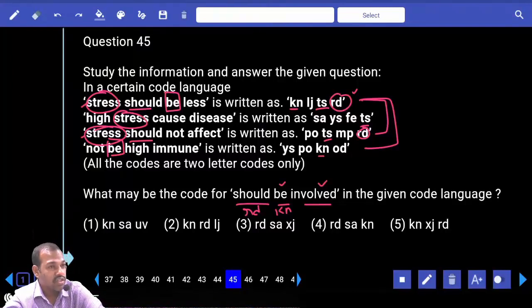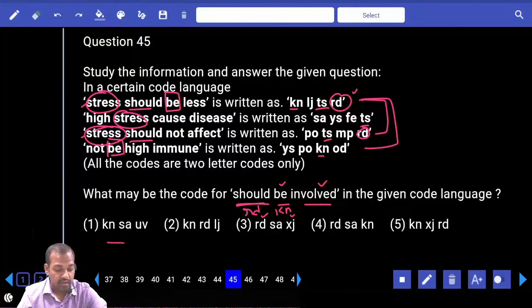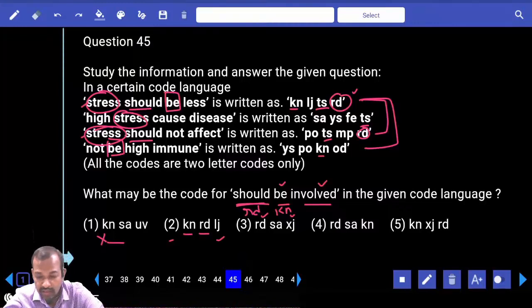Definitely, this question is completely based on the options, isn't it? So in the option, RD should be there and KN should be there. When you go for the first option, KN is there but RD is not there. We can eliminate the first option, isn't it? Next, when you go for the second option, KN is there and RD is there and LJ is given here. Now tell me, can you see LJ in the coding decoding or not?